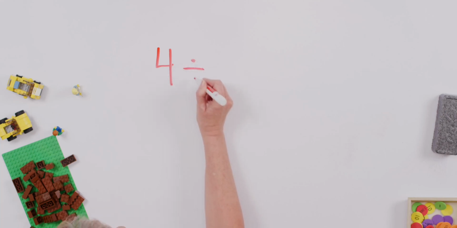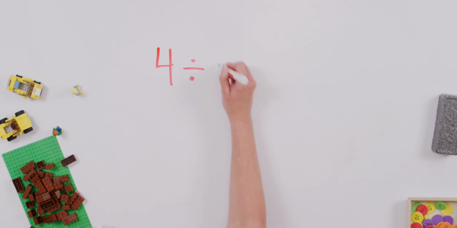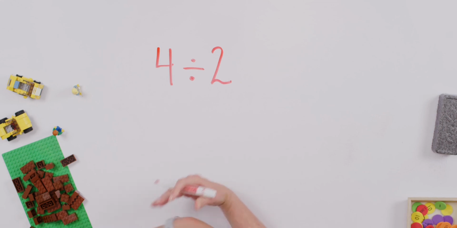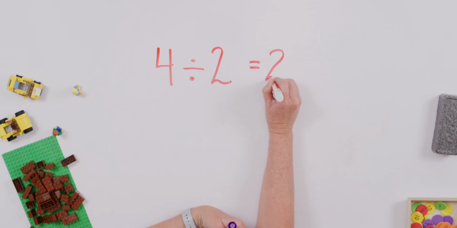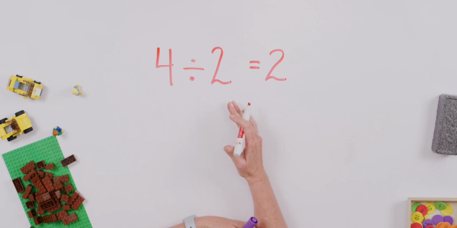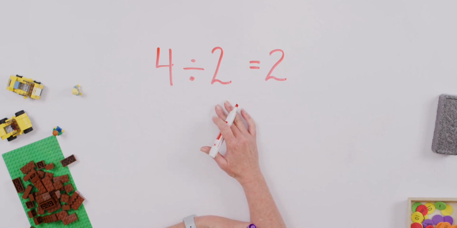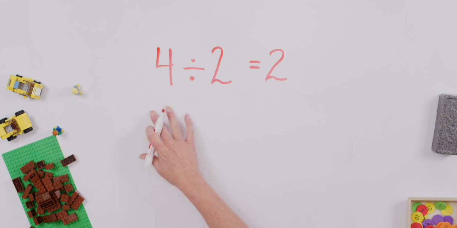Would these two properties work with division and subtraction? Let's try division first. Let's start with a simple one here. If I had 4 and I'm dividing it by 2, what would I get? Great, 2. Now the associative and the commutative property tells us that we can move these numbers around any way we want and we'll get the same answer. So let's move them around.